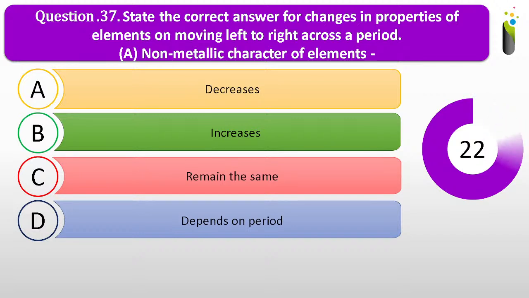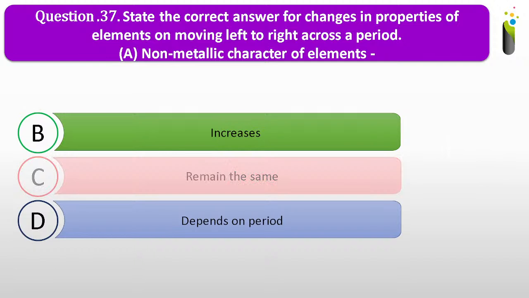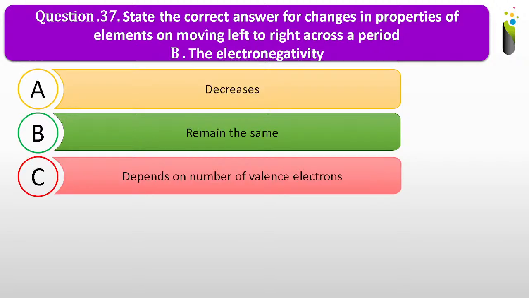So what should be the answer for question number 37? State the correct answer. Non-metallic character of the elements. It increases. So the non-metallic character of the elements increases on moving left to right across a period. B, increases.